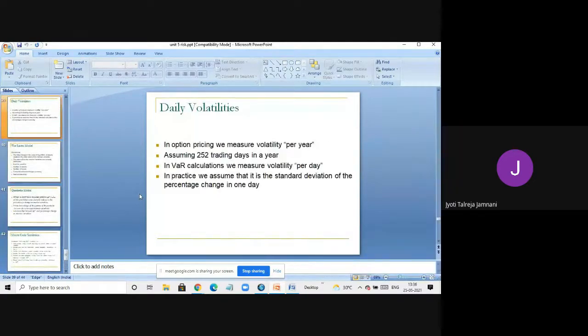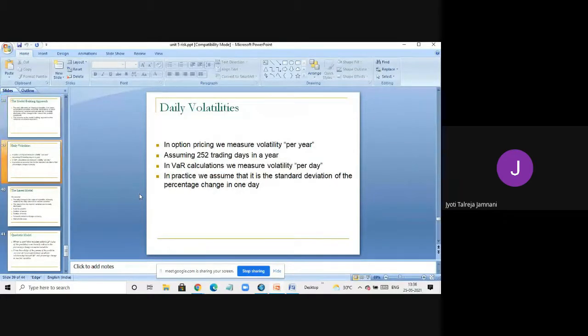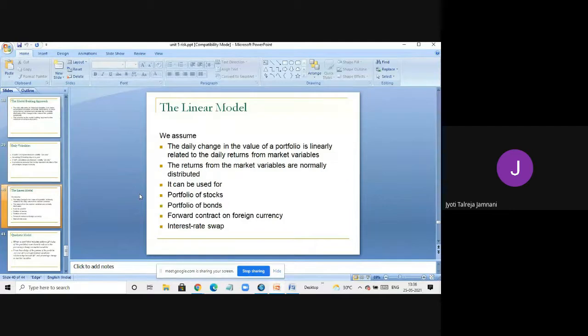Okay. Till last class, we had discussed the model building approach and the daily volatility. We have to finish the last 3-4 slides. We'll finish that and we'll start with value at risk problems today.